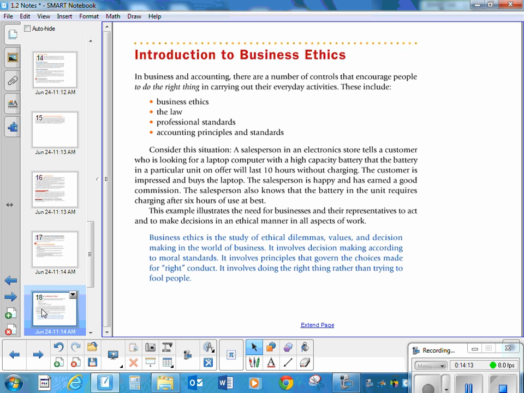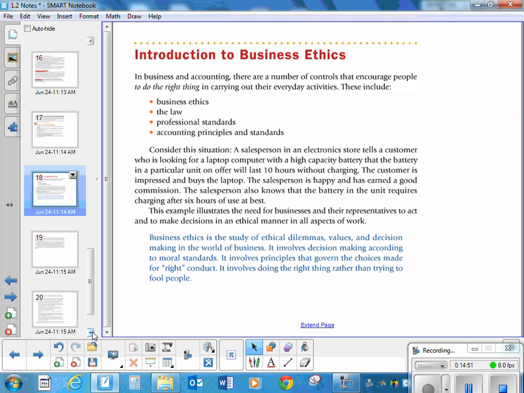Okay, big thing in accounting is business ethics. Teachers have business ethics, doctors, lawyers, accountants, any kind of a professional has a set of ethics. In business and accounting, there are a number of controls that encourage people to do the right thing in carrying out their everyday activities. We have business ethics, we have the law, we have professional standards, we have accounting principles and standards. They're kind of guidelines to make sure that everybody in these professions is caring about their business in the most respectful manner.